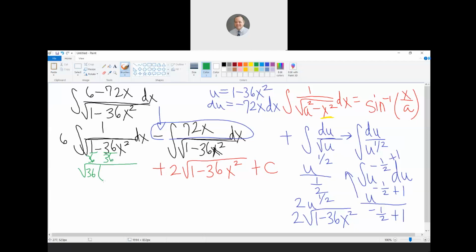So what we're left with is 1 over 36 minus x squared. Now, that's in the proper format where the 1 over 36 is your a squared, and we have x squared by itself. Does everybody see what I'm doing?